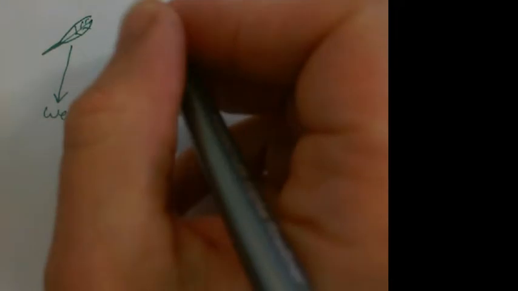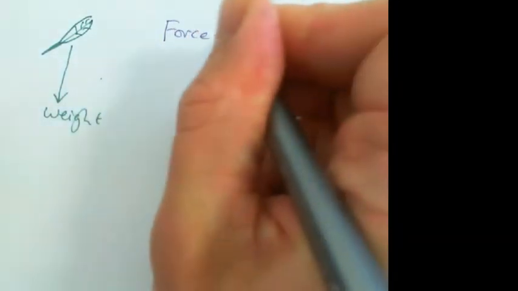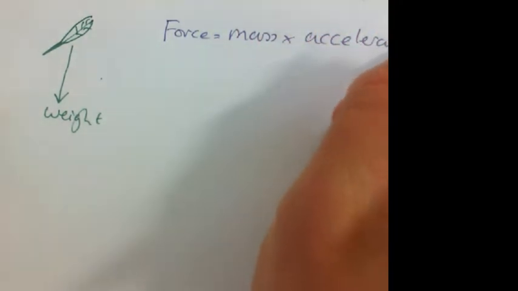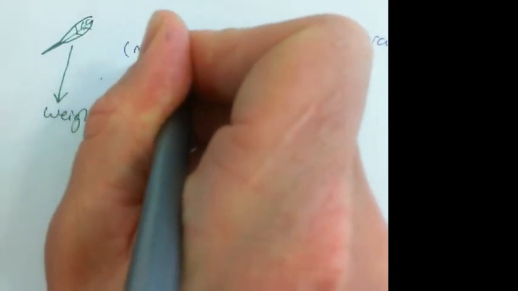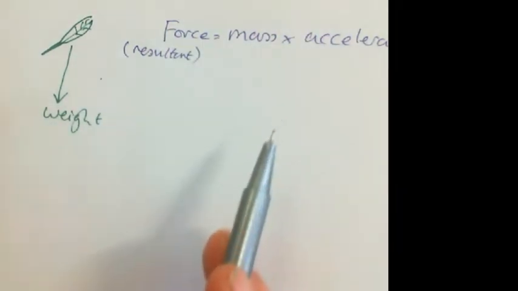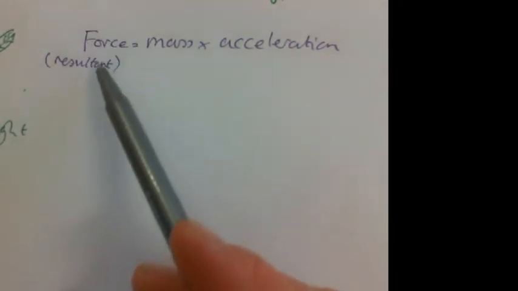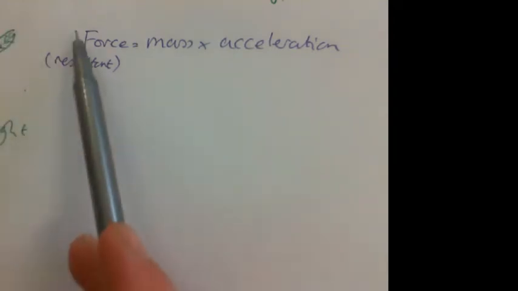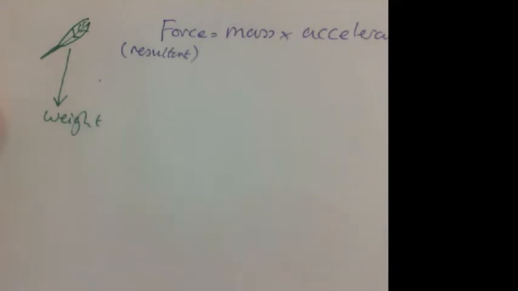And then if you remember from last lesson, we said that force equals mass times acceleration. And remember that this force is the resultant force. Okay, then we know that this feather must be accelerating, because we know it's got a resultant force, and that resultant force is the weight of the feather.